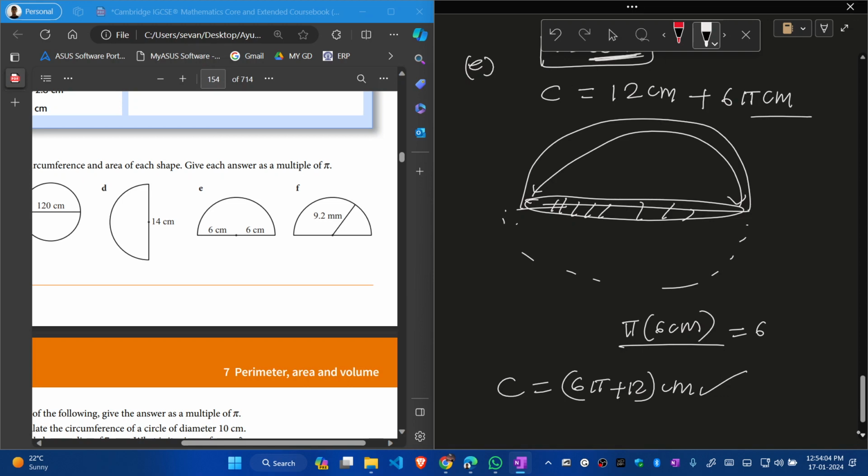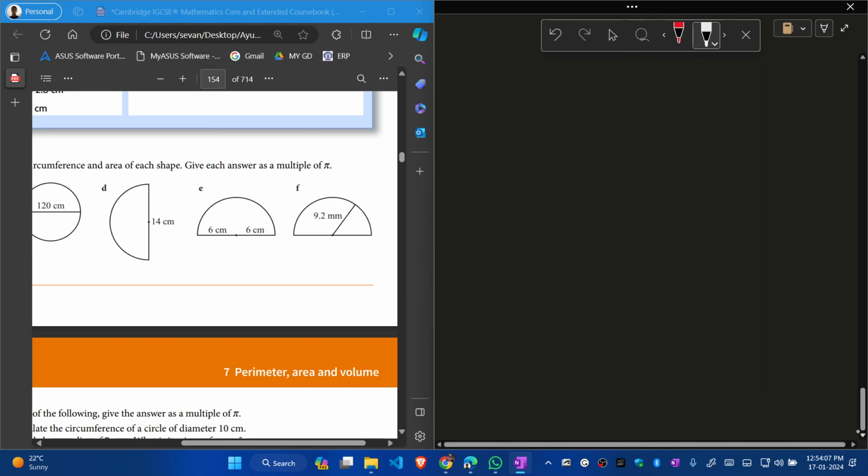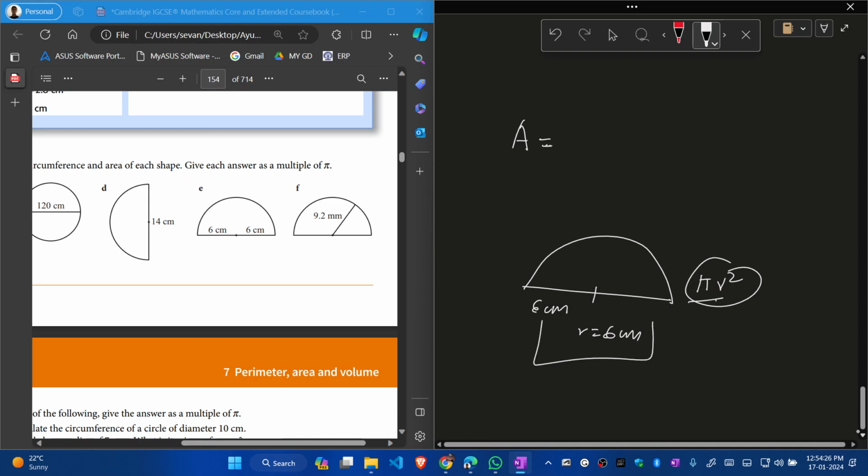How can you tell the area of this one? Area is very straightforward. Area equals pi d squared by 4, no? Yeah, you can use pi d squared by 4, or you know r also, so you can use the r formula. Area equals 2 pi r? No, area is not 2 pi r. That is circumference, which equals 2 pi r. Area is this one, pi r square.